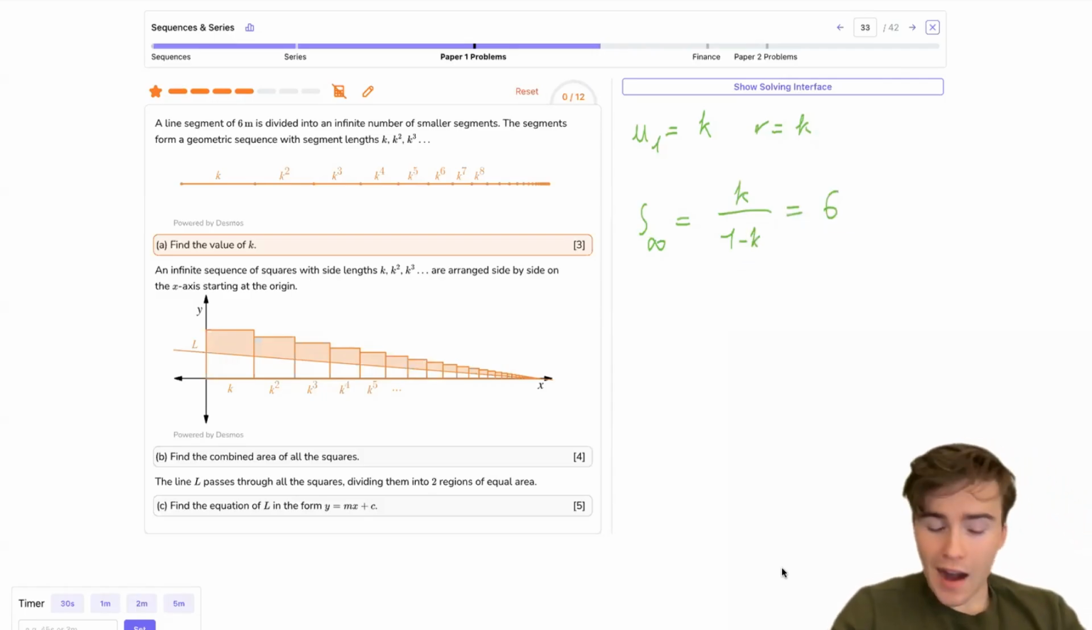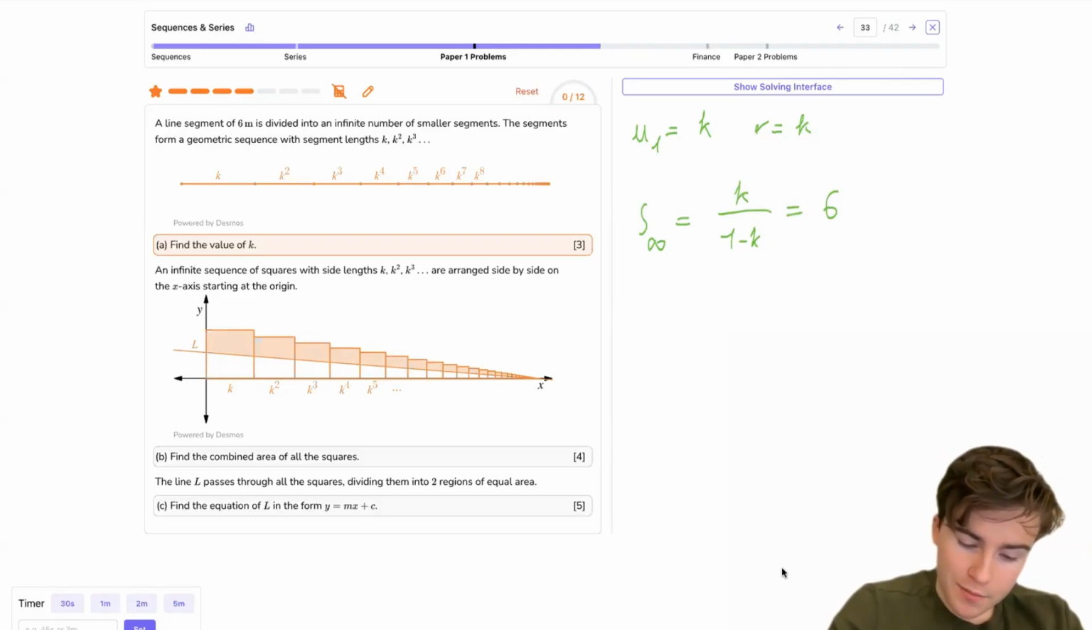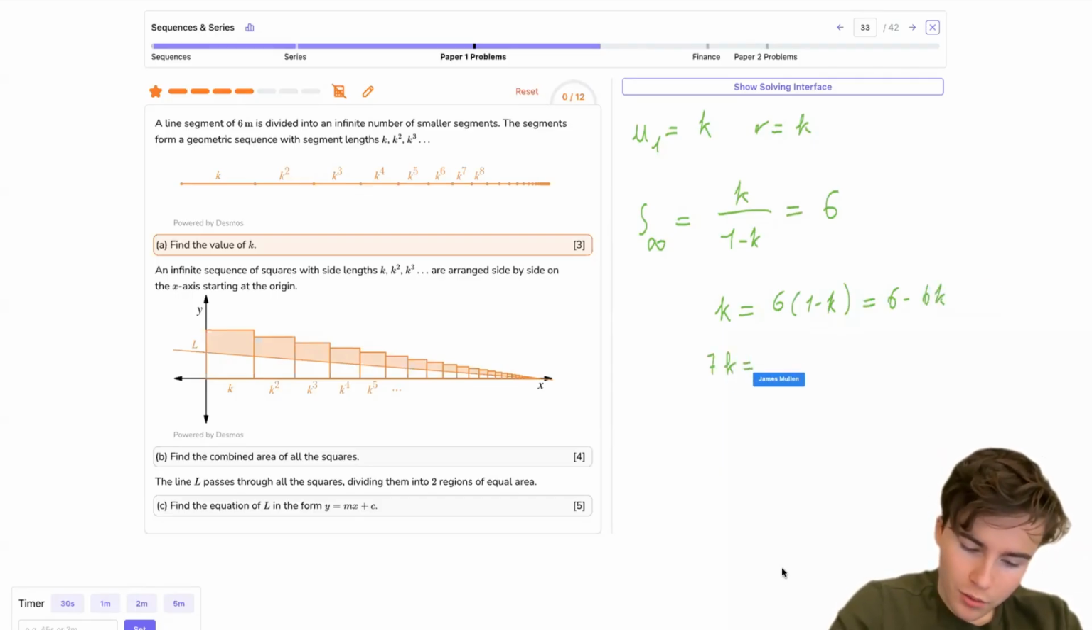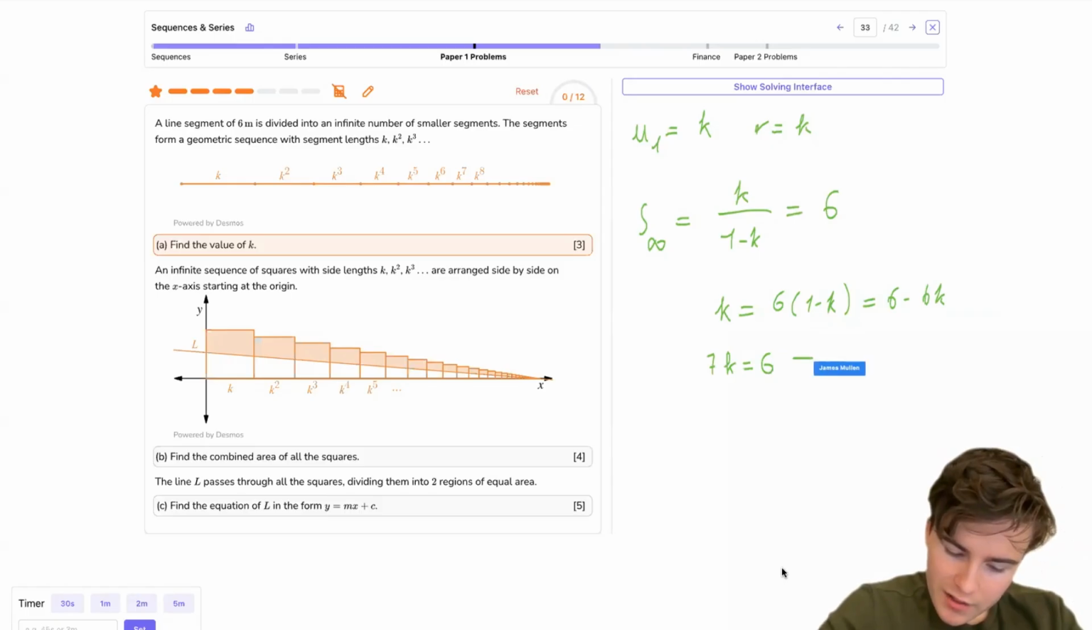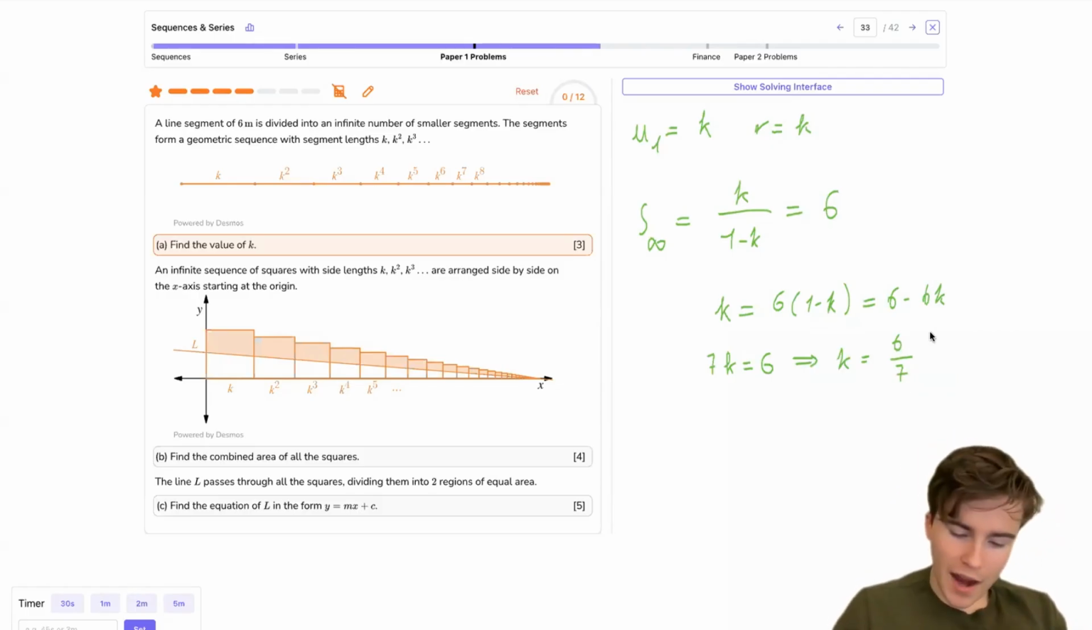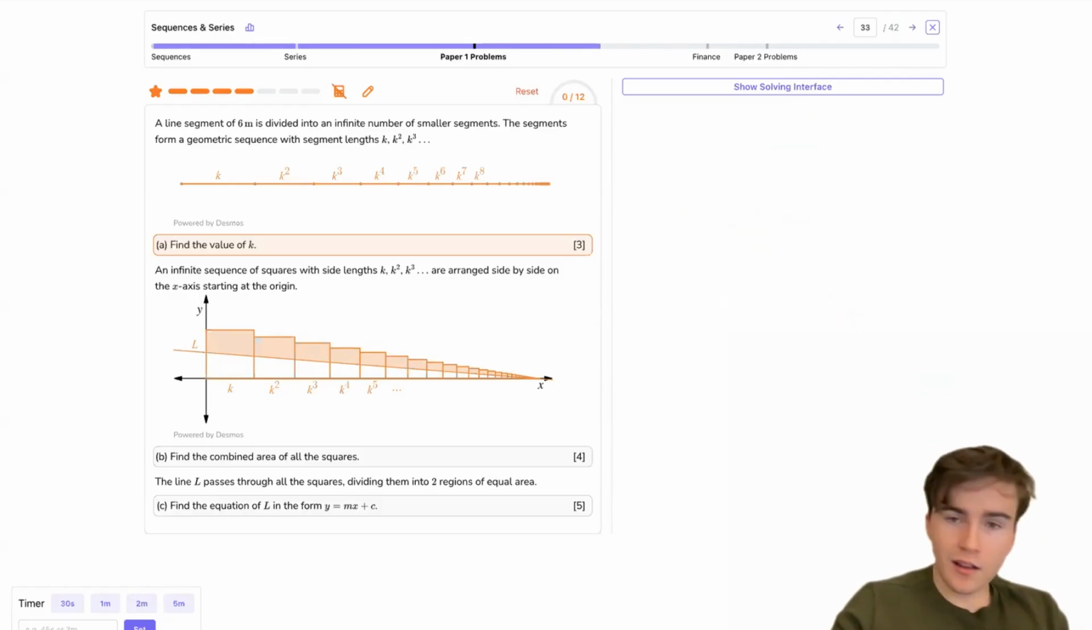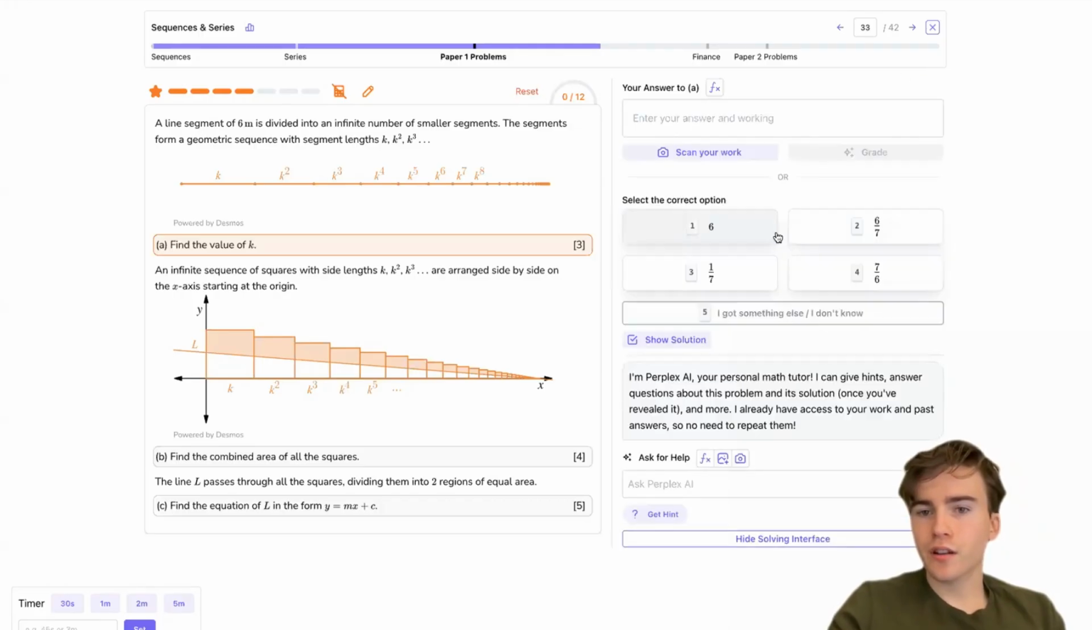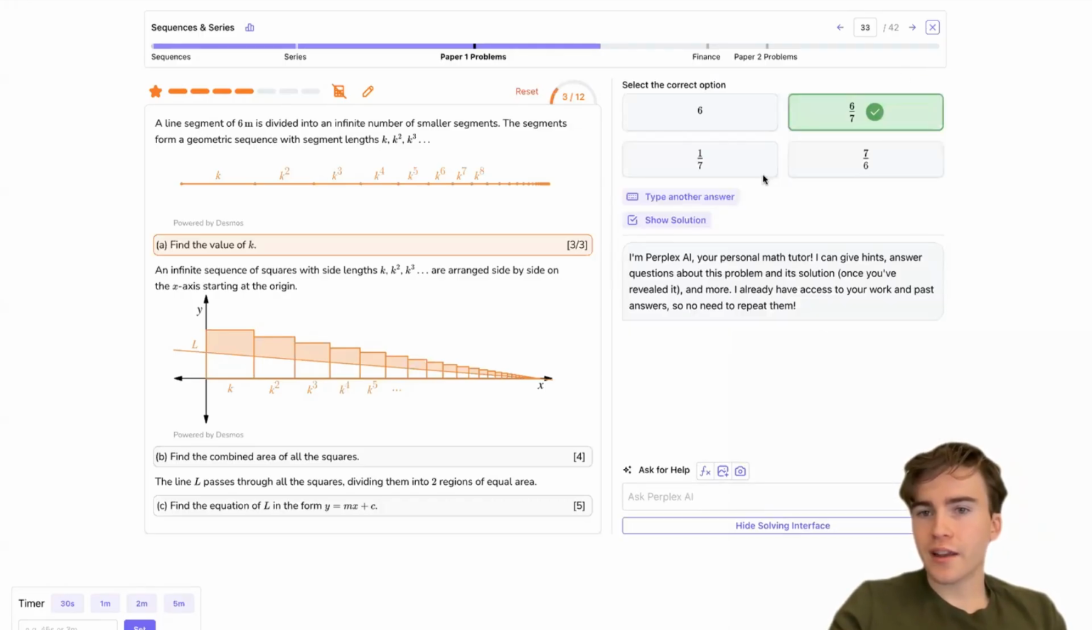All right, so how do I solve this? I multiply both sides by 1 minus k, and I get k is equal to 6 times 1 minus k, which is 6 minus 6k. If I rearrange that, I get 7k is equal to 6, which means that k is equal to 6 over 7, which indeed has a magnitude less than 1. So let's just check that off. We found 6 over 7.